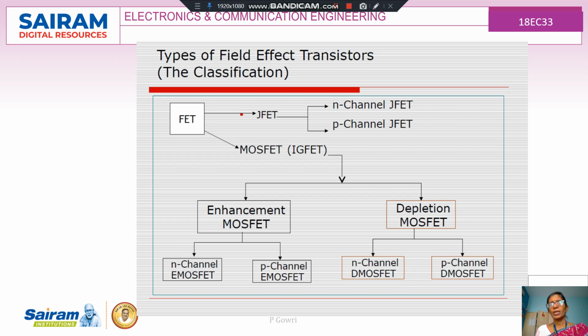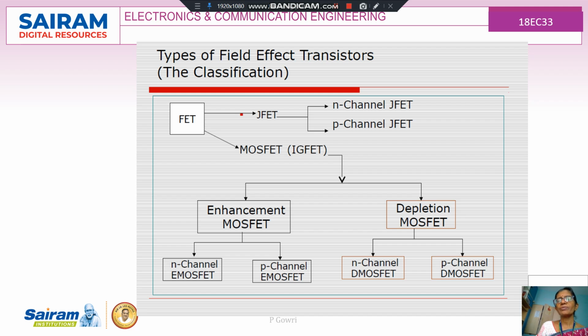Coming to the types of field effect transistors, we have the JFET as well as the MOSFET. JFET is nothing but junction field effect transistor. Again, it has two types. One is N-channel JFET and the other one is P-channel JFET.